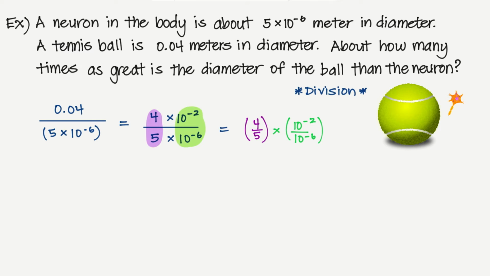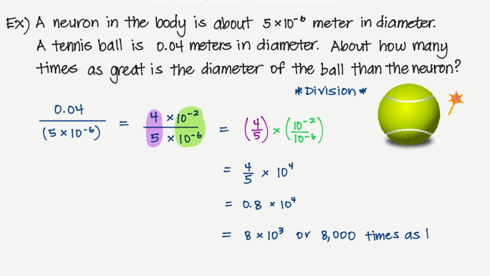All right, so now I'm just going to keep that 4/5 for the moment, but 10 to the negative 2 divided by 10 to the negative 6 is 10 to the positive 4 power. And I'm going to rewrite 4/5 as 0.8. And then one more step, let's turn this into an integer times the power. So that would be 8 times 10 to the 3rd power, or 8,000. And this is how many times larger the tennis ball is compared to the neuron's diameter.